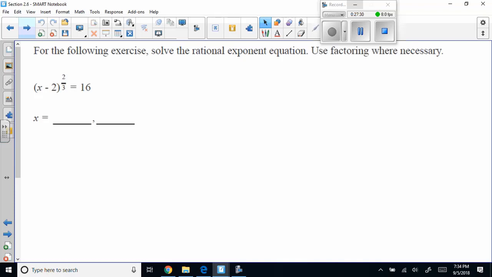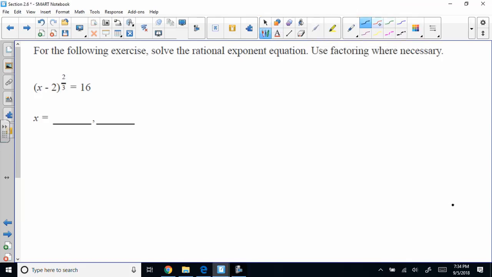to the third power. Anybody know why I'm going to raise both sides to the third power? Now, I mean, I could rewrite it. It's the third root of x minus 2 squared, right? Because it's got a fractional power. So the denominator is the root, and the top is what power the radicand's being raised to. But we're just going to get a little crazy with some stuff. So here we go. x minus 2 to the 2/3 equals 16.